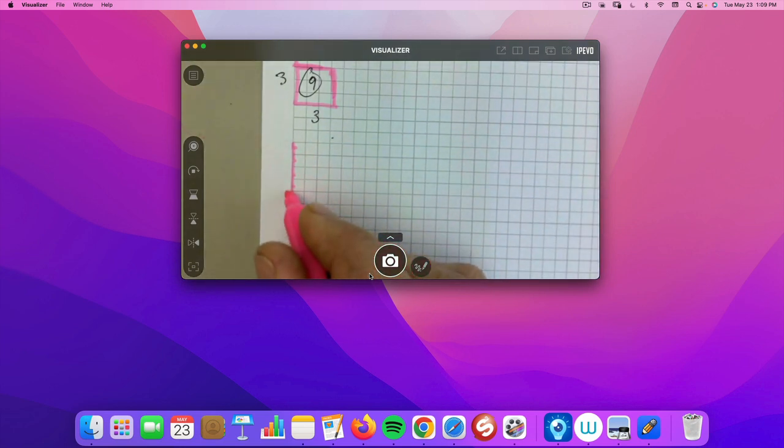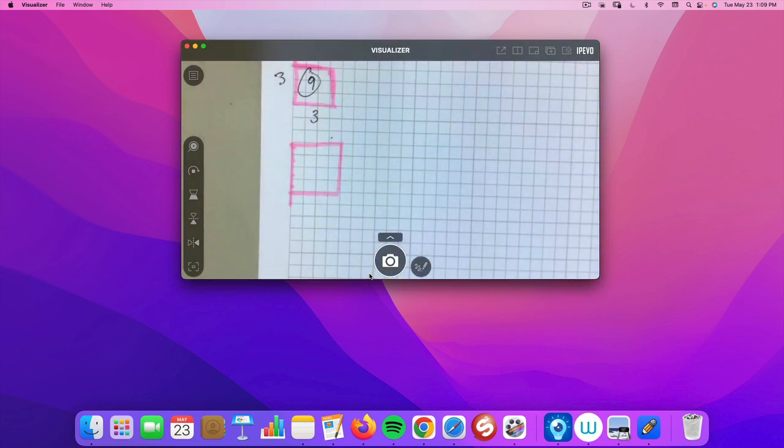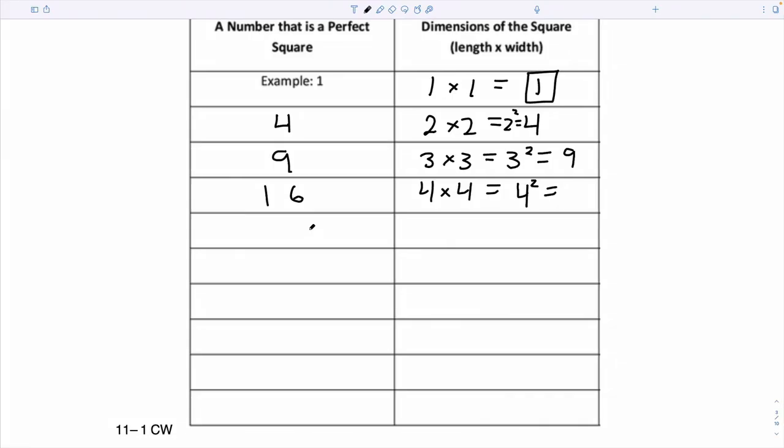One, two, three, four. 4 by 4. What's the highest number that you got to? That's 7 by 7.